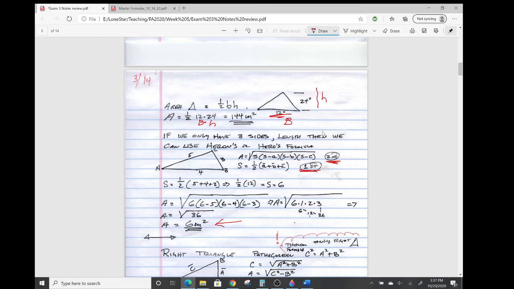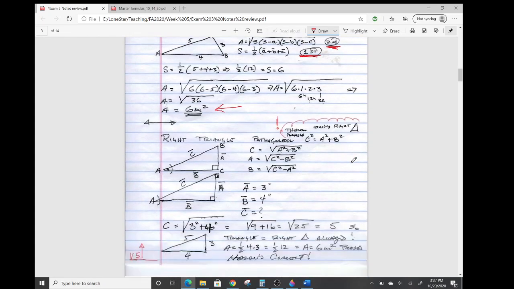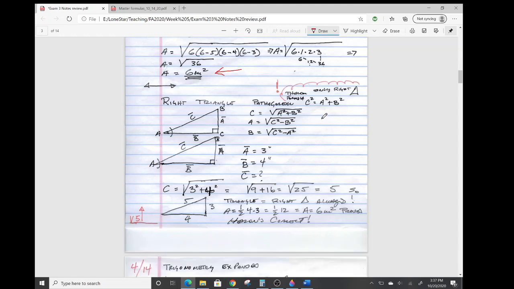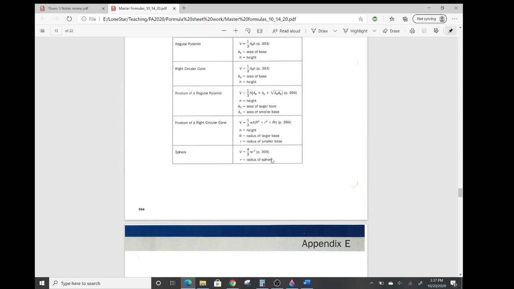All right. Let's move on to the right triangle. Now you remember in that formula sheet, the Mac Daddy formula sheet, remember this? Remember this?